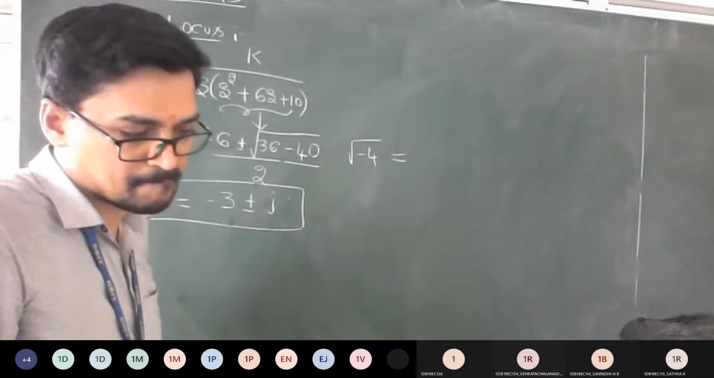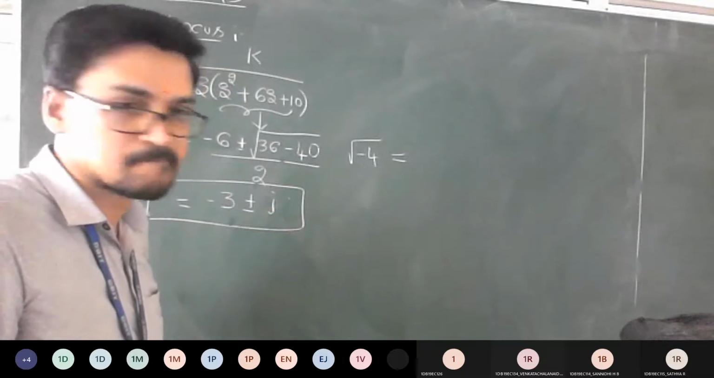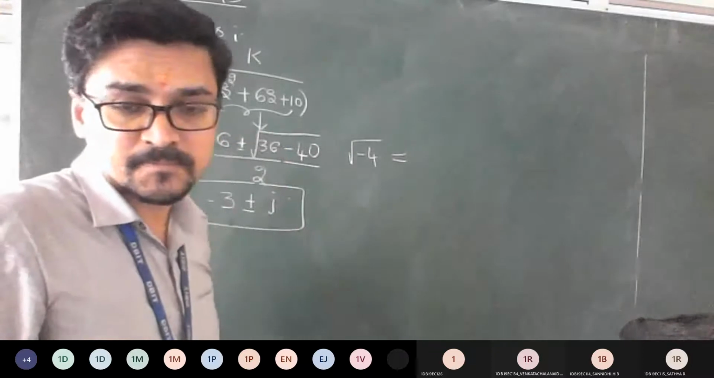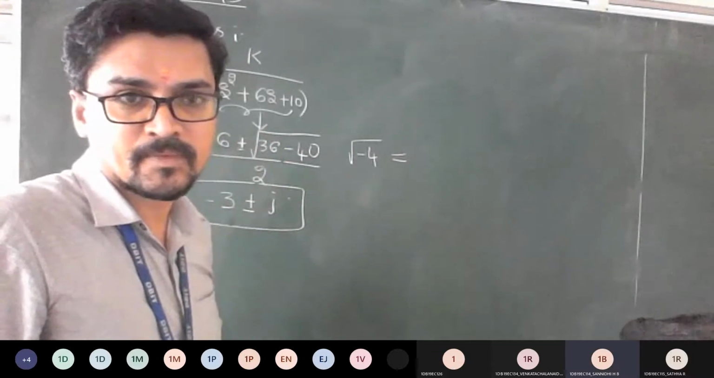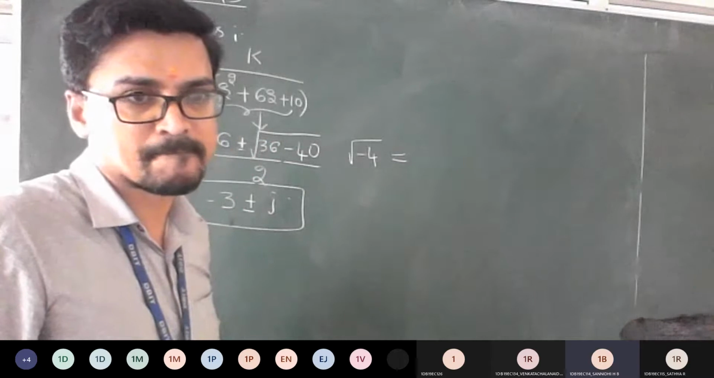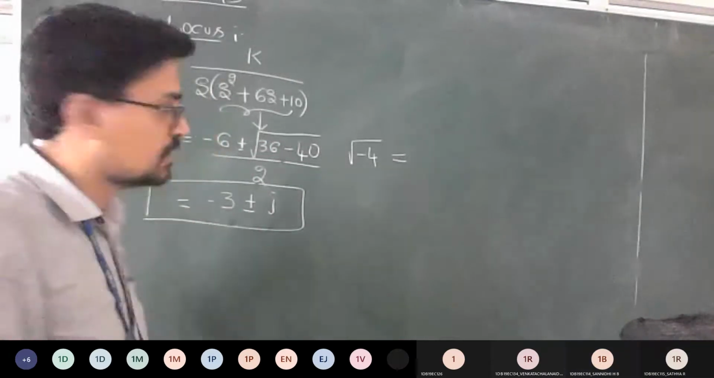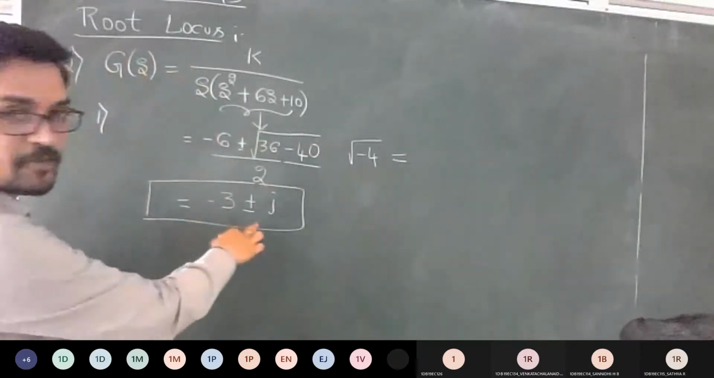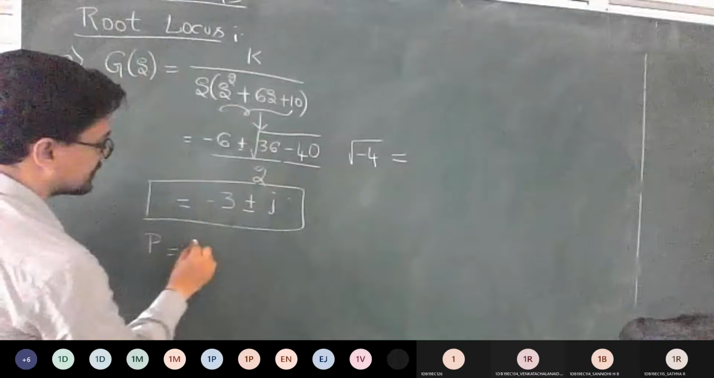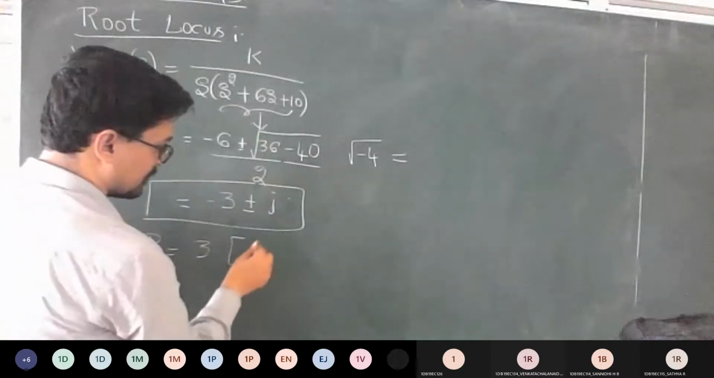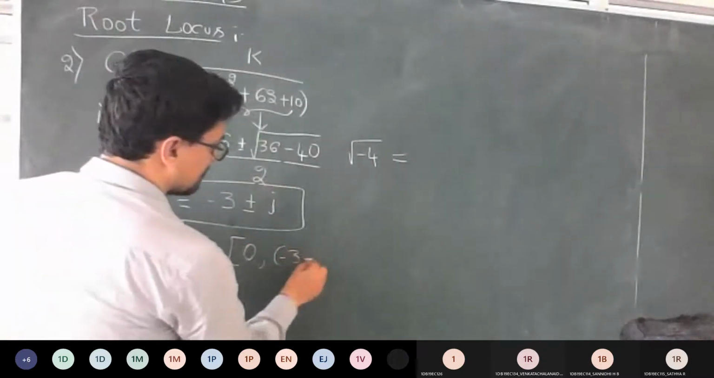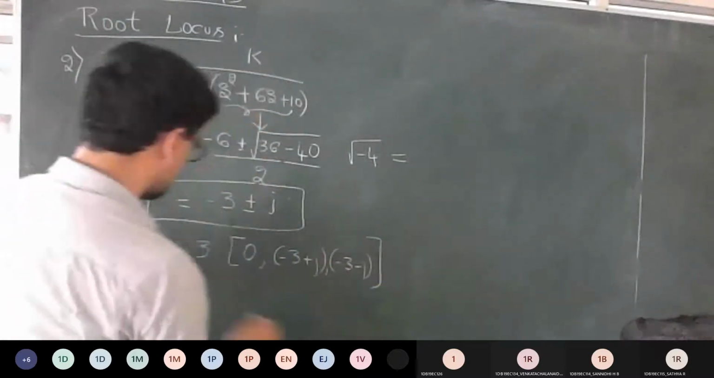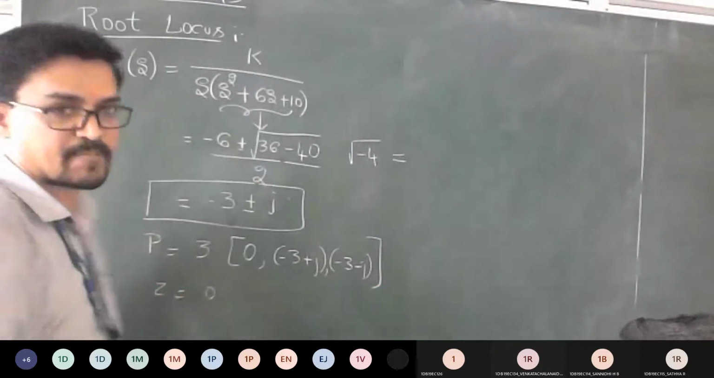Is it correct? Everyone, is it fine? Shall we proceed? Yes, sir. Okay, so step number 1. We got to know how many poles you have. Poles are 0, followed by these 2. So the total number of poles is 3. Positions are at 0, minus 3 plus j1, and minus 3 minus j1. Zeros will be 0. So this is your step number 1.